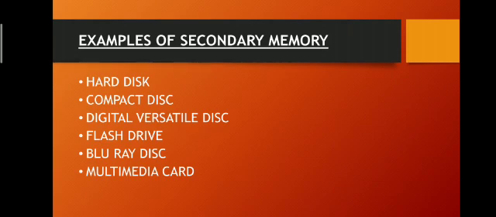Okay, now next is multimedia card. Multimedia card, children, is also known as memory card. Okay, and it is a small storage card which is the size of a postage stamp. Where do we use this multimedia card? It is used in digital cameras and smartphones. Okay, and the storage capacity of multimedia cards ranges from 32 megabytes to 128 gigabytes. So these are all the examples of secondary memory.